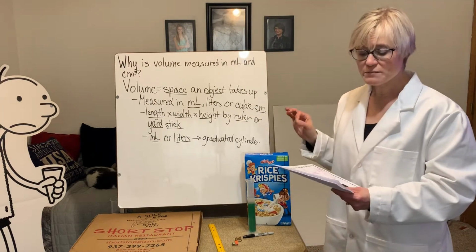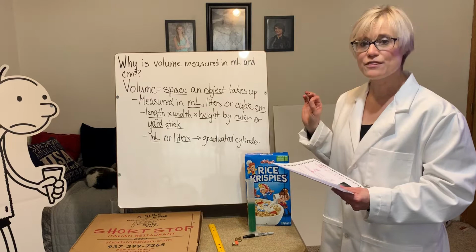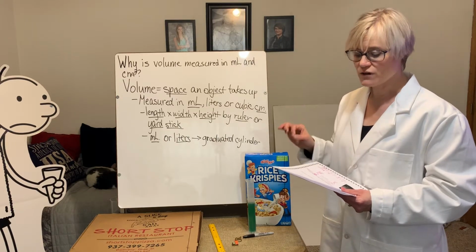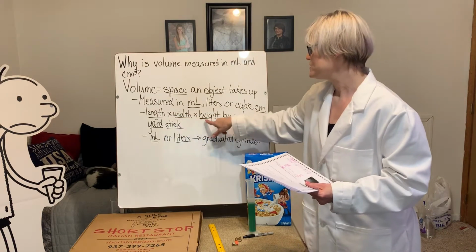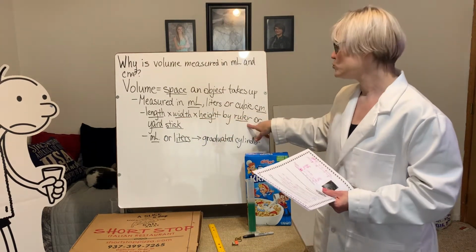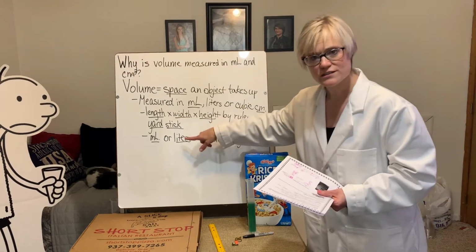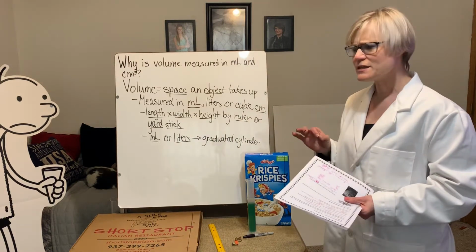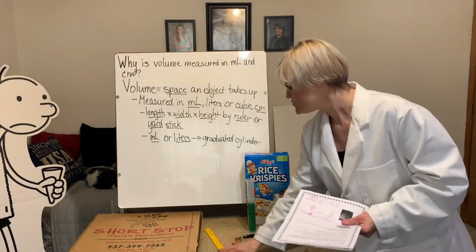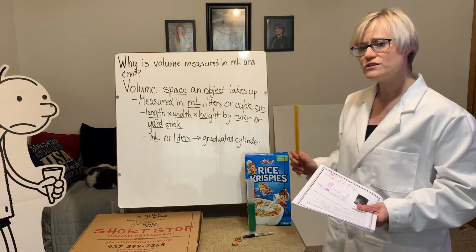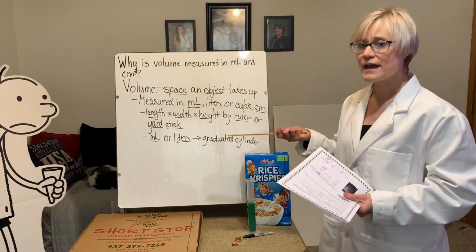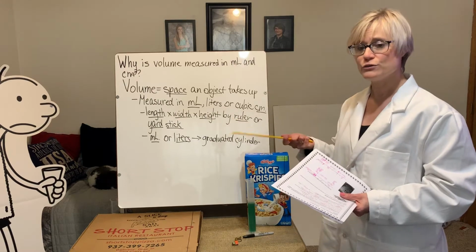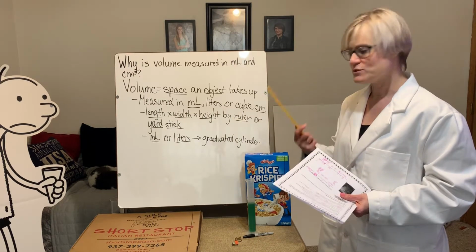So when we measure a three-dimensional shape for its volume, it can be measured length times width times height, by a ruler or a yardstick. So that's something that I can use a ruler in order to measure, and then multiply that, and that answer would be the volume of that object.